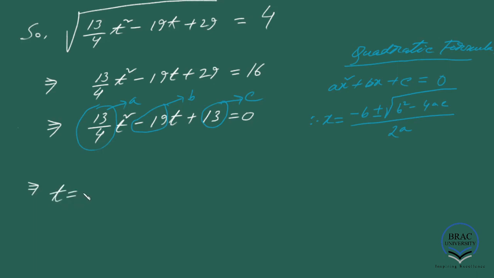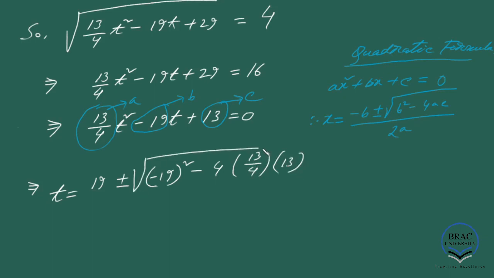So t is then going to be negative b, and I have negative 19, so it's going to be 19 plus or minus the square root of negative 19 whole squared minus 4 times 13 over 4 times 13, whole thing under the square root, divided by 2a, which means 2, and our a in this case is 13 over 4. So I'm going to write 13 over 4.